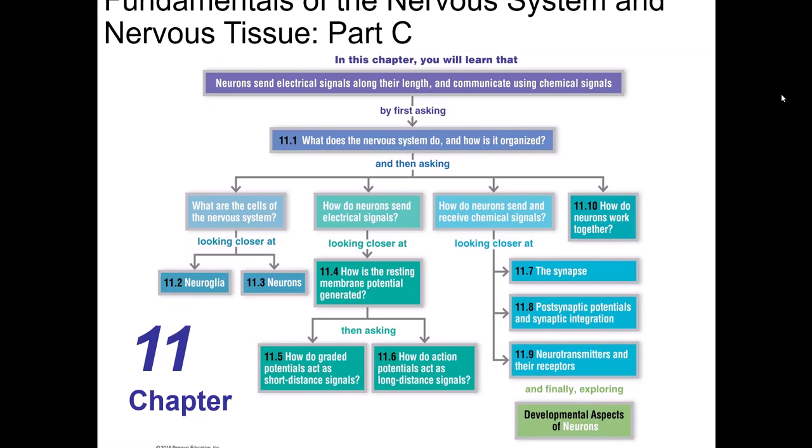Welcome, students, to the last part of chapter 11, which is mainly about how neurons work together, how they talk to each other, how they cooperate with each other. So that's where we're going to talk about synapses and postsynaptic potentials and neurotransmitters and neuronal pools and all that happy jazz.